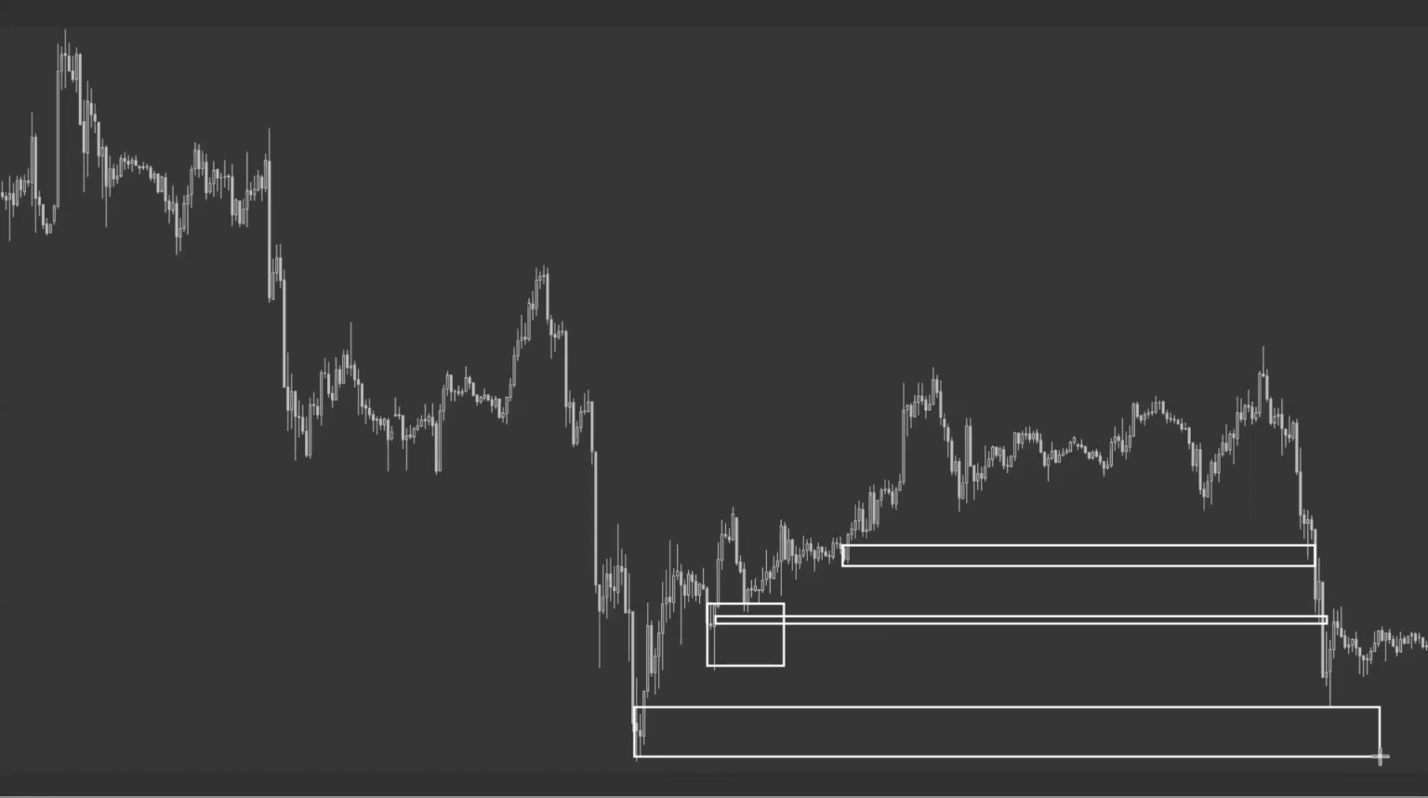So as a result of these areas, price does stall on the way down. So it's always important just to be aware of those areas, because they are what are going to stand in the way of you and your target. Okay.